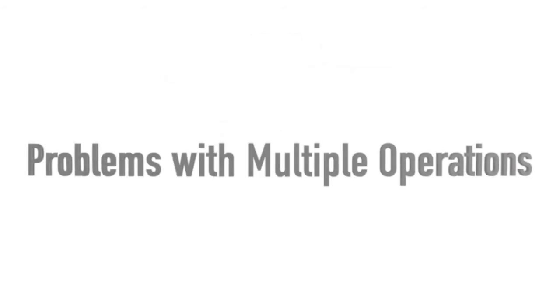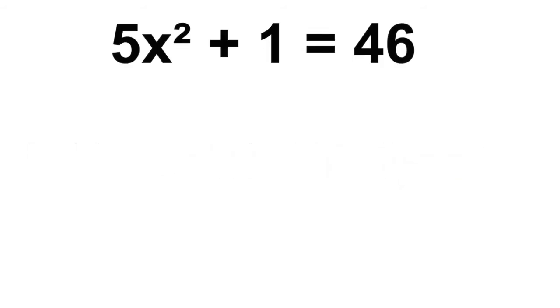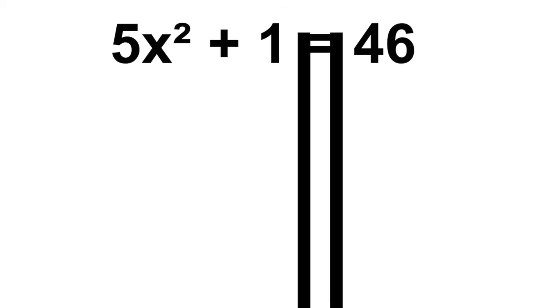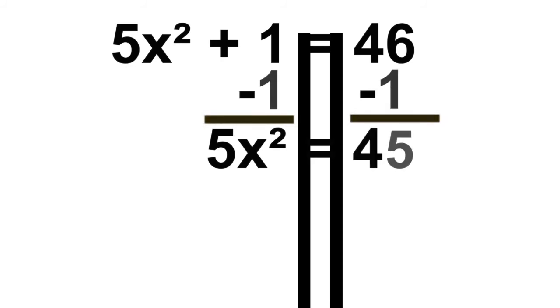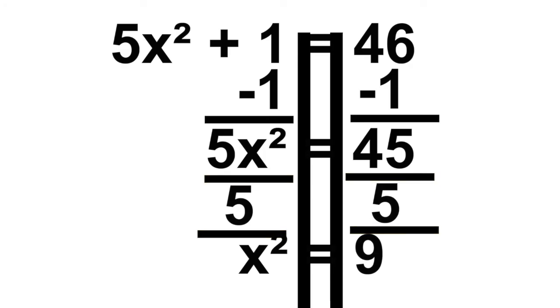That simple. Okay, so now let's talk about problems with multiples of these operations. Here's an example: 5x squared plus 1 equals 46. So we're just going to subtract the 1 from each side using the law of equations, and now we have 5x squared equals 45. Now we're just going to use the law of equations again and divide each side by 5. And then you get x squared equals 9.